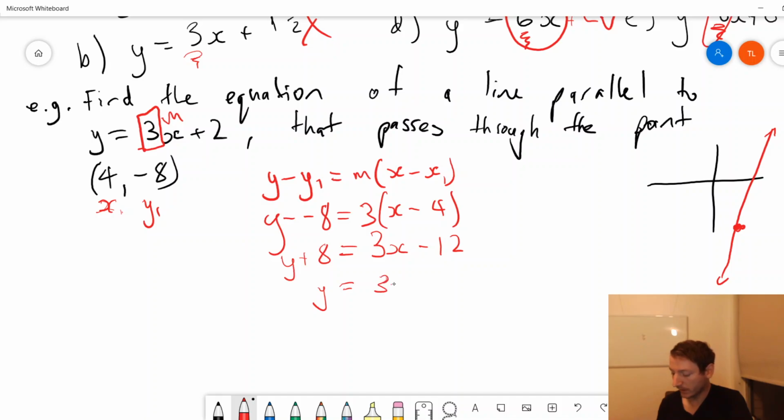Then I'm going to take 8 off both sides. 3x minus 20. And there we go. Pretty far down here somewhere is our y-intercept. So we know that's making sense. Y equals 3x minus 20 is the equation of the line that's parallel to y equals 3x plus 2 and passes through this point.